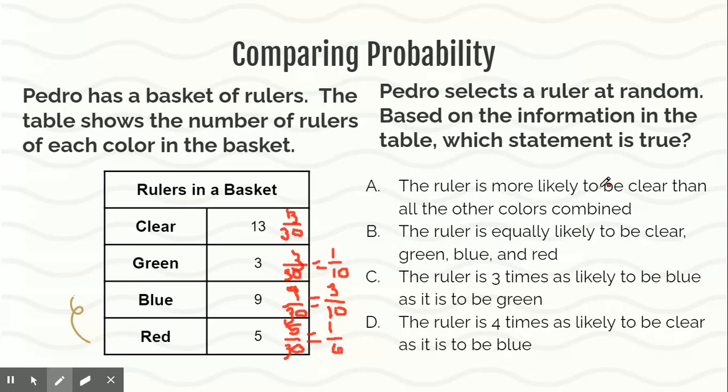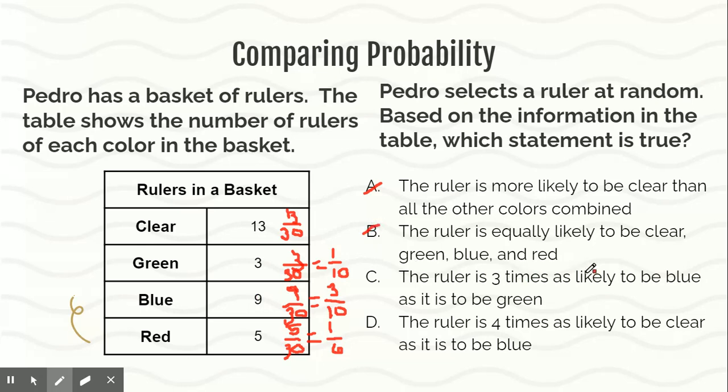The ruler is more likely to be clear than all the others combined. This is 13 out of 30. If all of the others are combined, this has to be bigger than that. So if I do 9 plus 3 plus 5, is that going to be bigger than 13? 9 plus 3 is 12, 12 plus 5 is 17. So no, that's going to be wrong. The ruler is equally likely to be clear, green, blue, and red. Are all of these equal probabilities? No, so it's not that one.